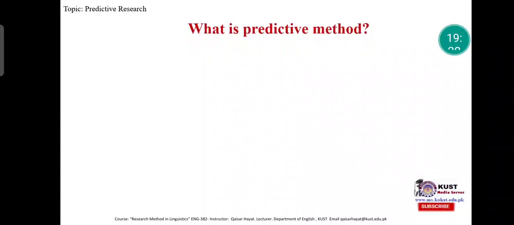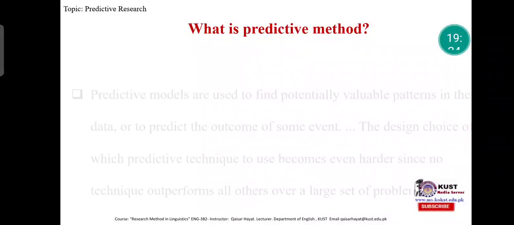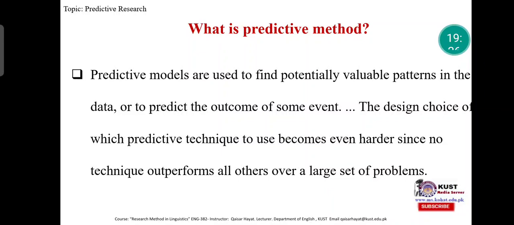Now, what is predictive method? Predictive models are used to find potentially valuable patterns in the data or to predict the outcome of some event. The design choice of which predictive technique to use becomes even harder since no technique outperforms all others over a large set of problems.